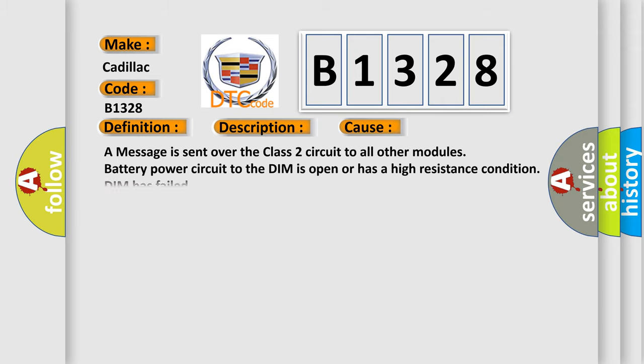This diagnostic error occurs most often in these cases. A message is sent over the class 2 circuit to all other modules. Battery power circuit to the DIM is open or has a high resistance condition.